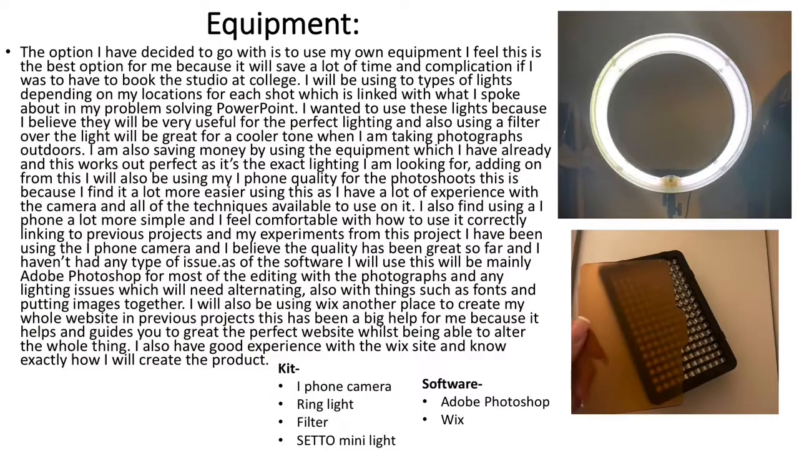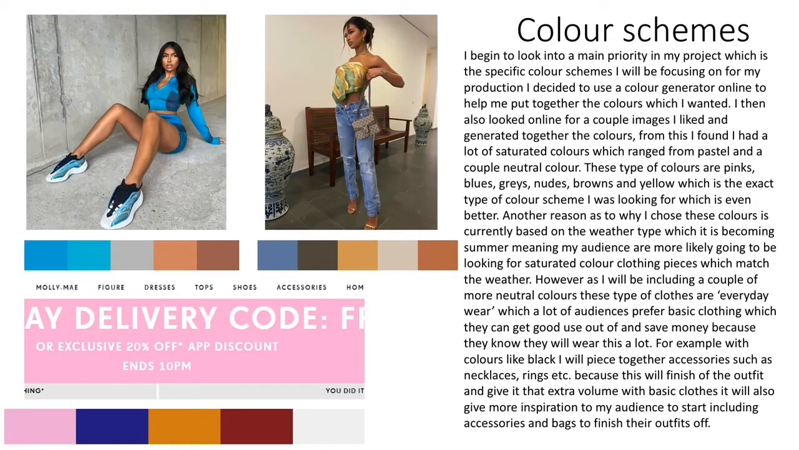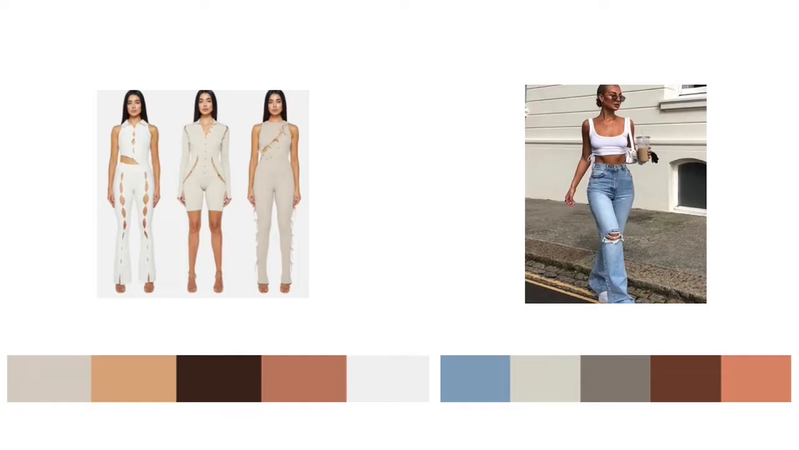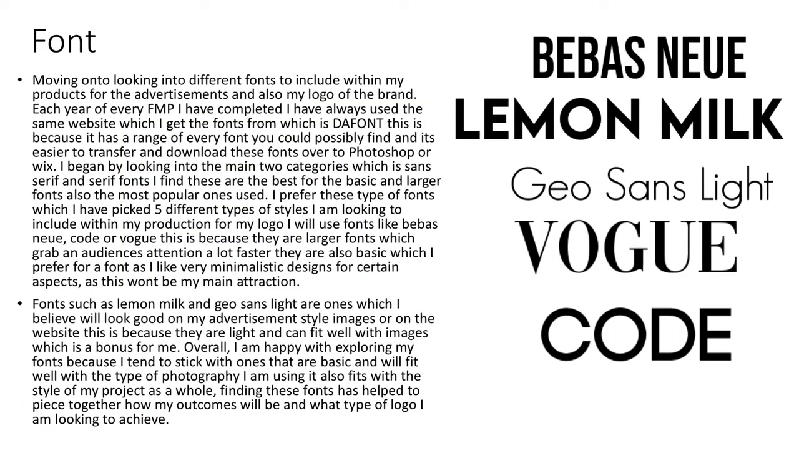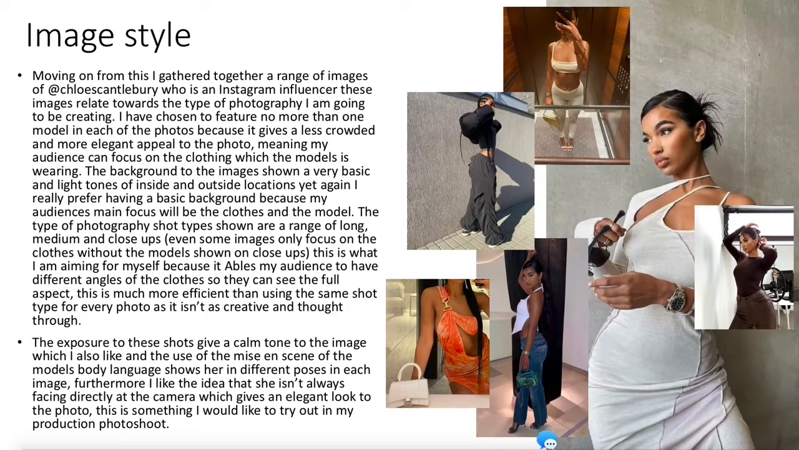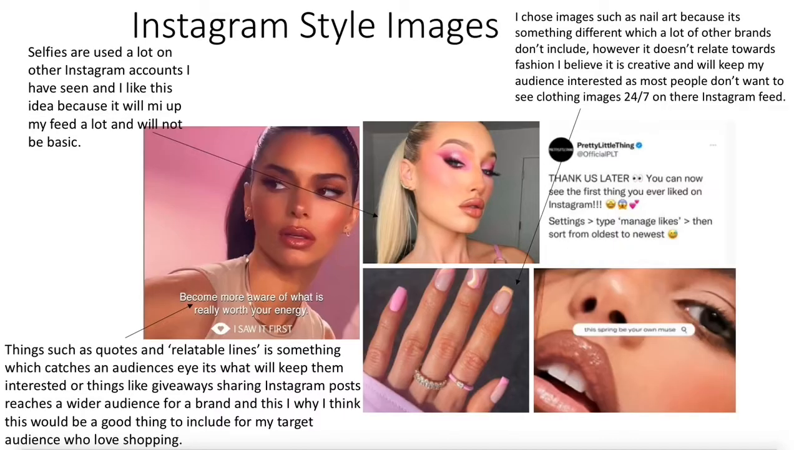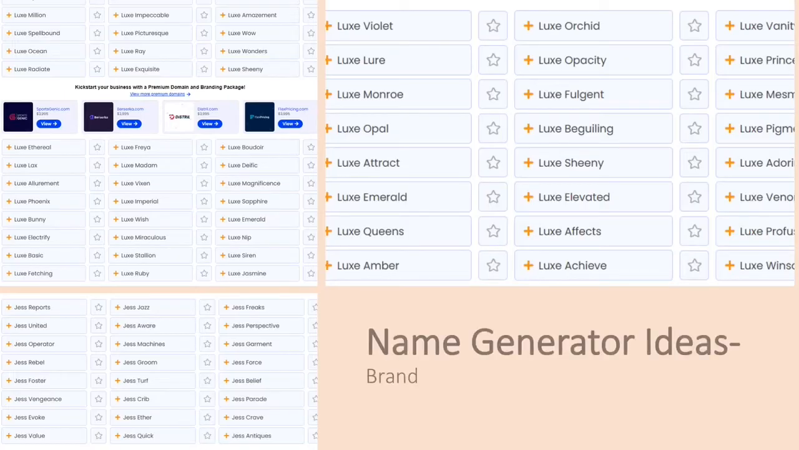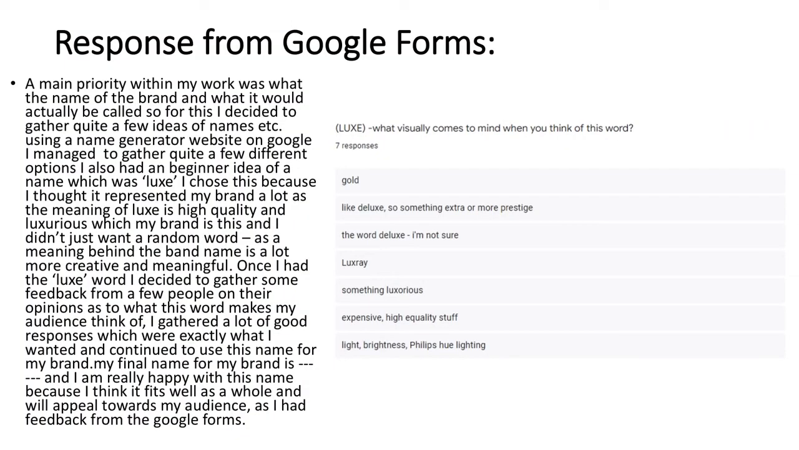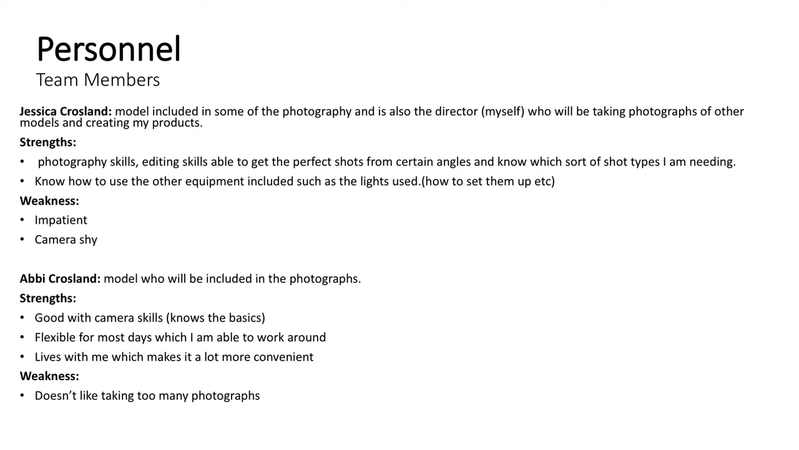Then it was pre-production. I looked at my equipment, colour schemes, fonts, those sorts of things, just to get a bit more of an idea of exactly what I'm going to be including and how things will look, like my image styles. I also did a Google Forms on names, and I found this very useful because I got it from different people.